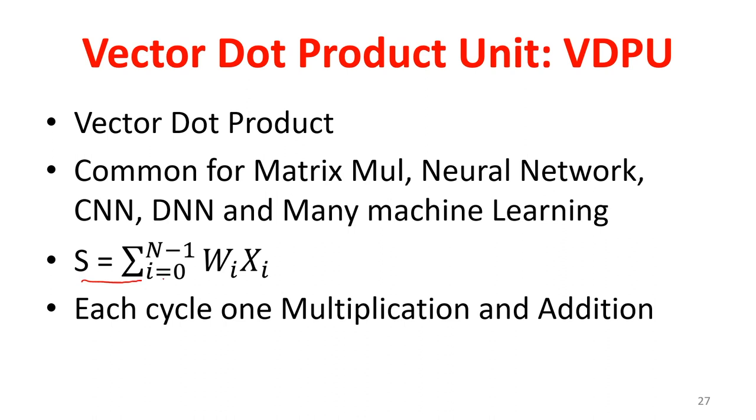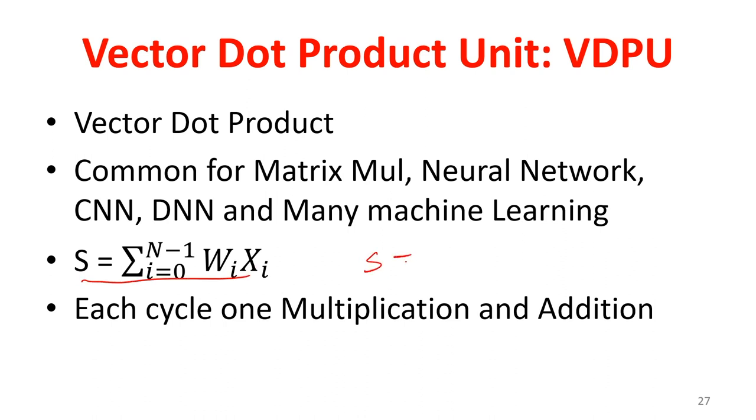And let us go and see a very high level design. We are not saying design, but high level examples. So, vector dot product unit, VDPU. In general, the vector dot product is used in matrix multiplication, neural networks, CNN, DNN, and many machine learning algorithms. So, particularly we do this kind of operations.